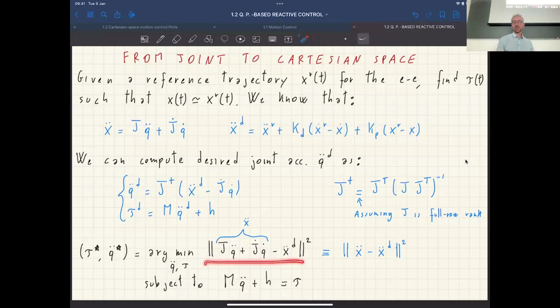Okay, so we have, again, a least square program. Well, here I'm just saying that this is actually equivalent to writing that. But I write it directly as a function of q double dot because q double dot is among my decision variables, whereas x double dot is not. Of course, I could also decide to add a new optimization variable, which is x double dot. And then I could write the cost function in this form.